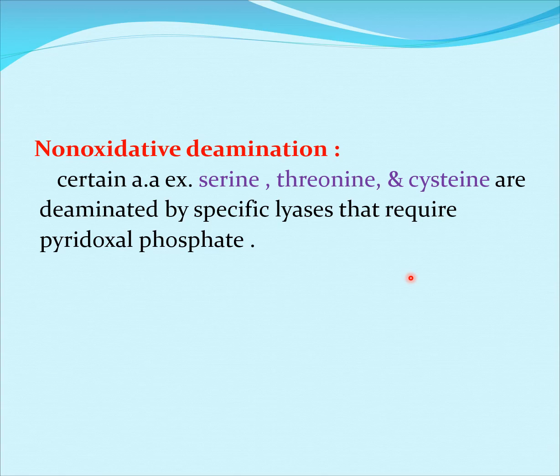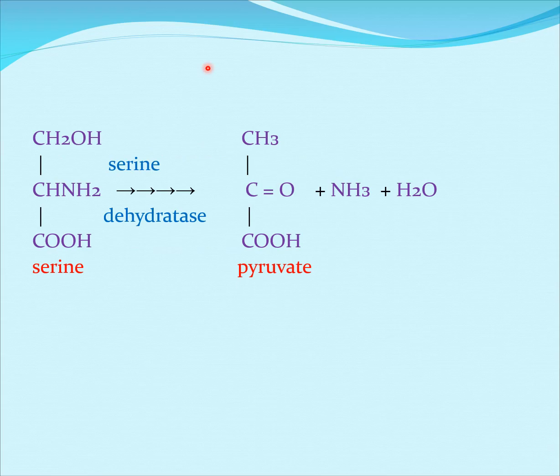The non-oxidative deamination involves the conversion of other amino acids, for example serine, threonine, which we saw is not involved in the transamination, and cysteine. Both of them are converted by specific enzymes called lyases that require pyridoxal phosphate. Also, like the transamination, non-oxidative deamination needs pyridoxal phosphate. So B6 is very important for the deamination.